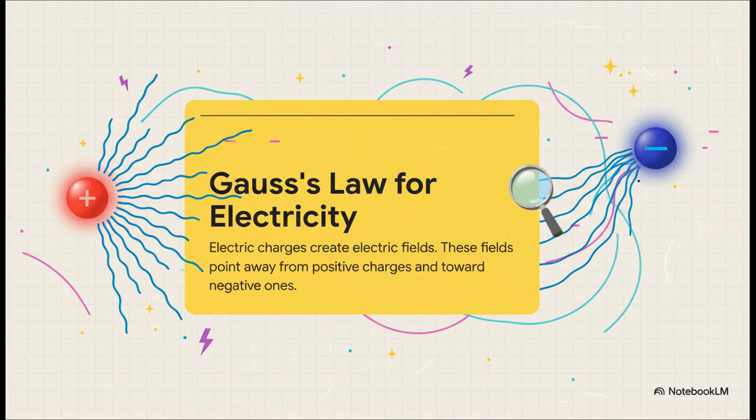The first rule is Gauss's law for electricity, and honestly, it's so simple. It just says that electric charges create electric fields. A positive charge is like a sprinkler, with the field lines spraying out. And a negative charge, that's like a drain, with all the field lines flowing right in. That's really it. Charges are the sources and sinks for electric fields.